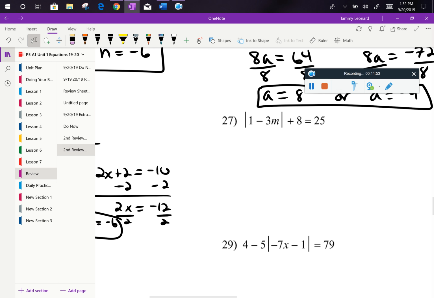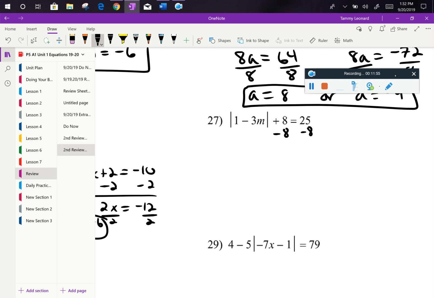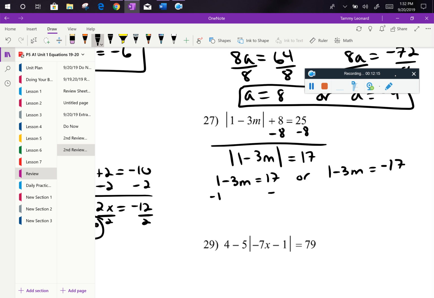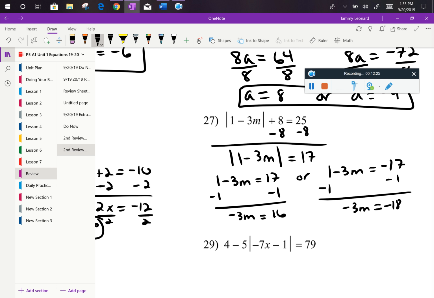Number 27 is very similar. Start by subtracting 8 from each side since it's outside the absolute value. So the absolute value of 1 minus 3m is equal to 17. Now we can write the two equations. 1 minus 3m equals 17, or 1 minus 3m equals negative 17. If we subtract 1 from each side, we have negative 3m equals 16, or negative 3m equals negative 18.